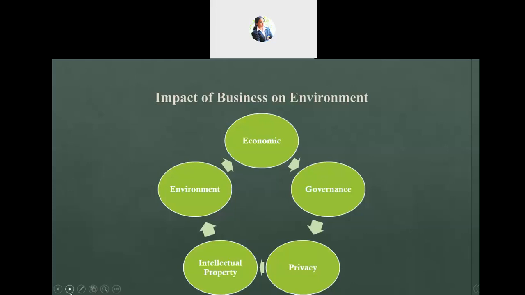So, to understand the impact of these decisions, it is better for us to differentiate it into five different categories. One is to understand how the business will have its impact on the economy, or the economic impact. Second, what impact the business will have on society by having governance in its operation. The third one is privacy. The fourth one is intellectual property. And the last one is environment.